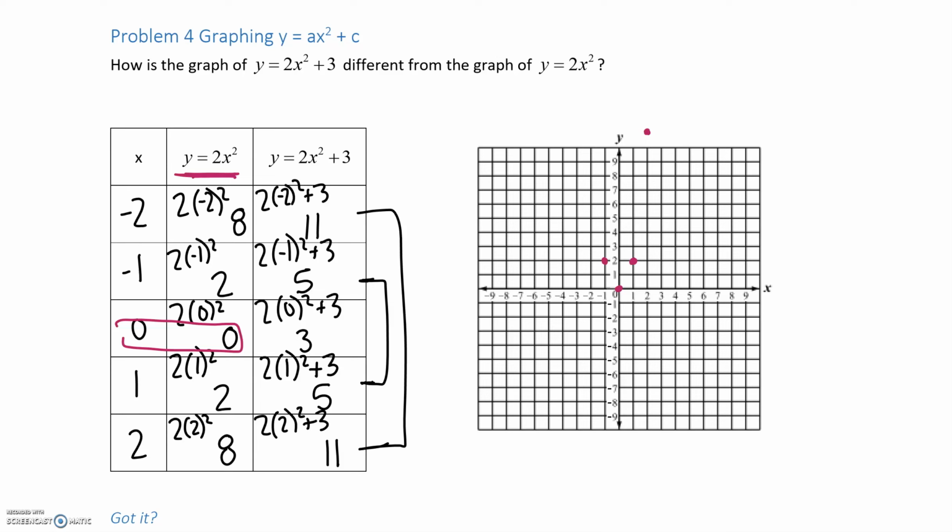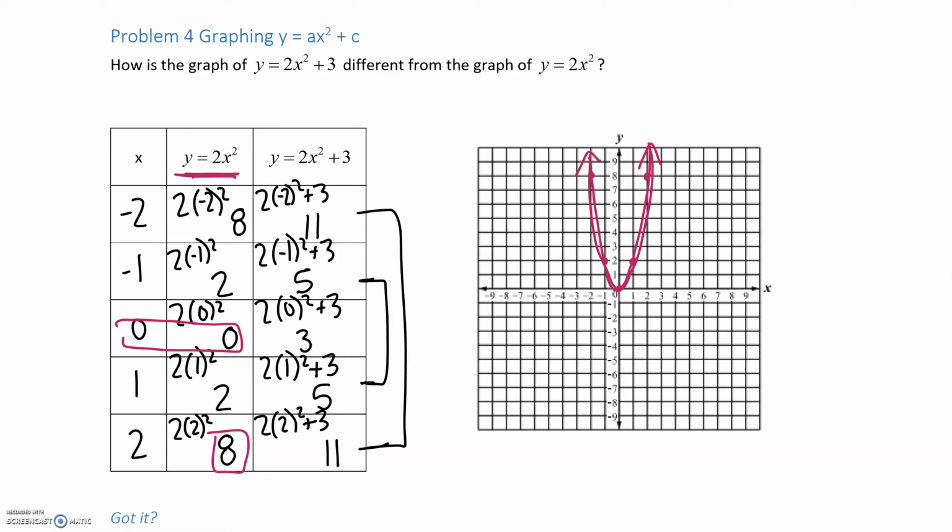Okay, nope, not +11. We're going to go to +8. We're going to go over and up to 8 and graph that. We're going to go over 2 and up to 8 on the other side of the axis as well. And that's going to be what the graph of the original function looks like.